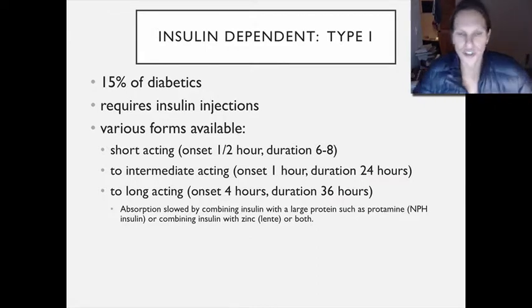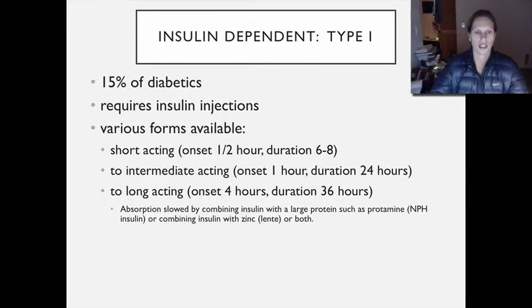So dosing insulin is kind of tricky, right? Insulin absorption is slowed by combining insulin with a protein such as NPH insulin, or combining insulin with zinc, or sometimes they do both. You don't need to remember this. You're going to get this someplace else. For now, all I want you to know is there's insulin. For insulin-dependent or type 1 diabetics, they need insulin.